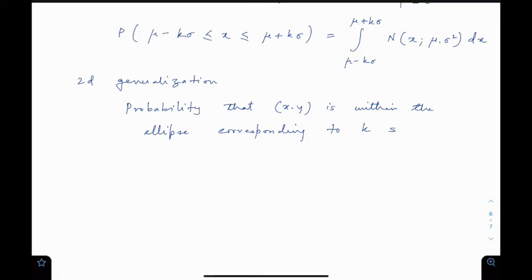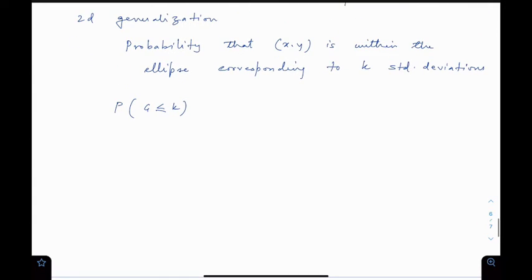And this is given by P of g less than or equal to k equals 1 by 2 pi sigma x sigma y square root of 1 minus rho square, and the integral is over this g less than or equal to k, of e to the power minus g by 2, dx dy.